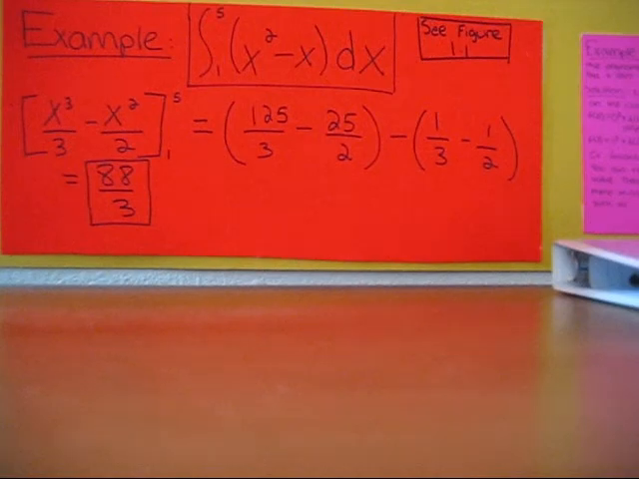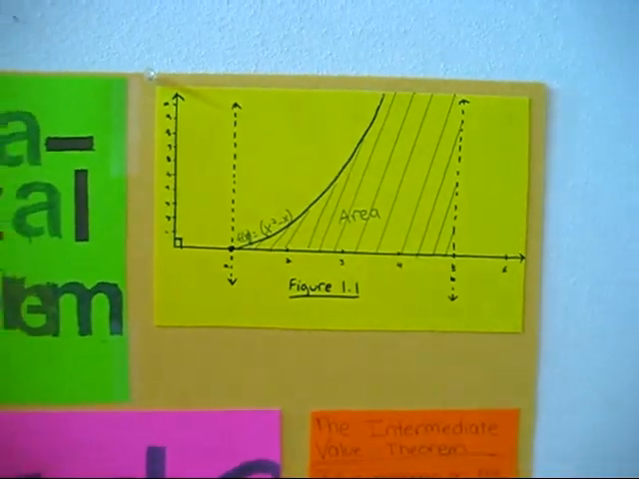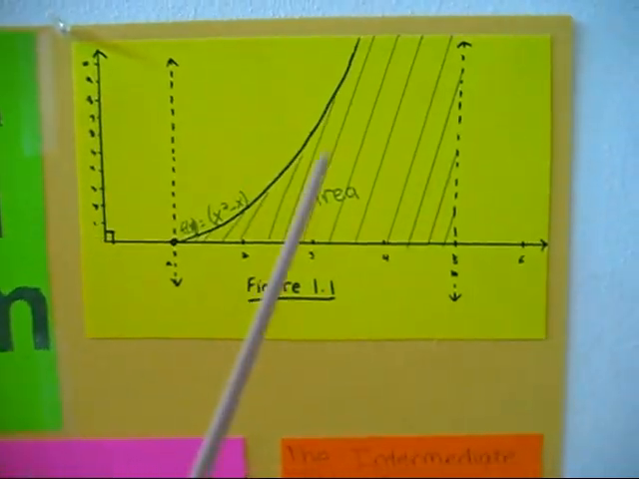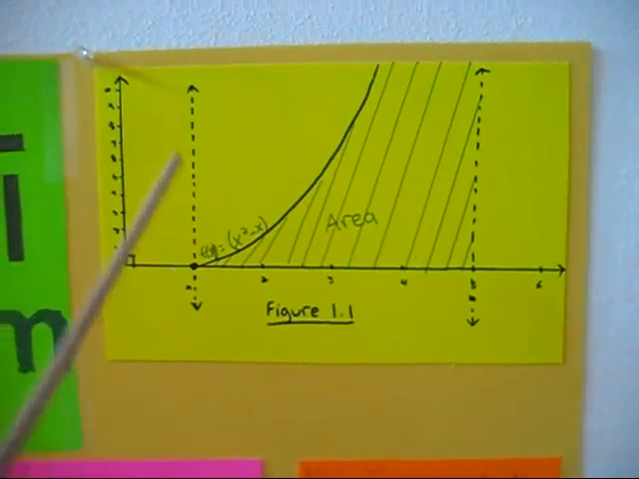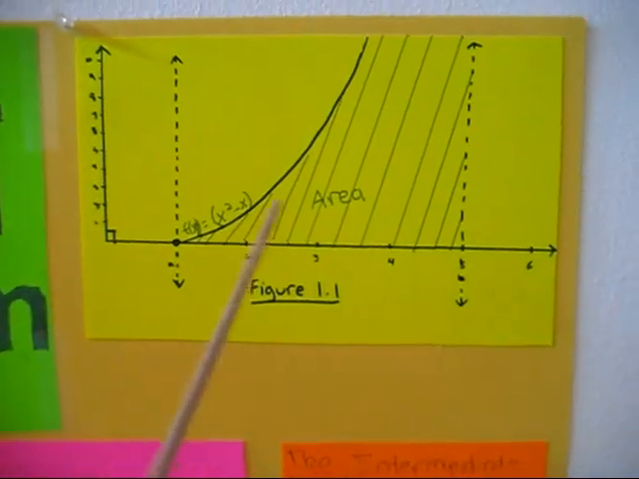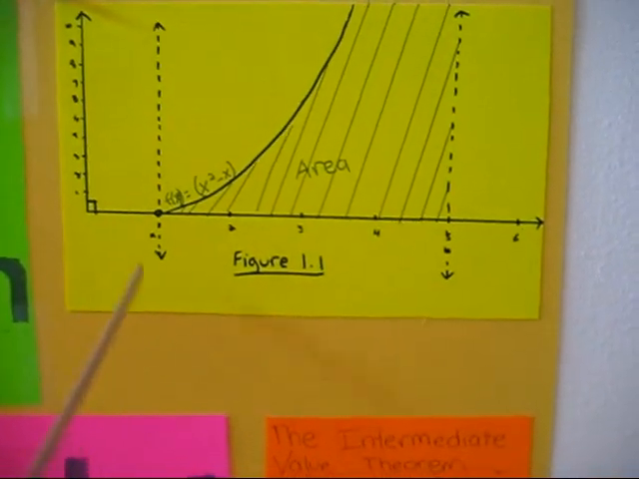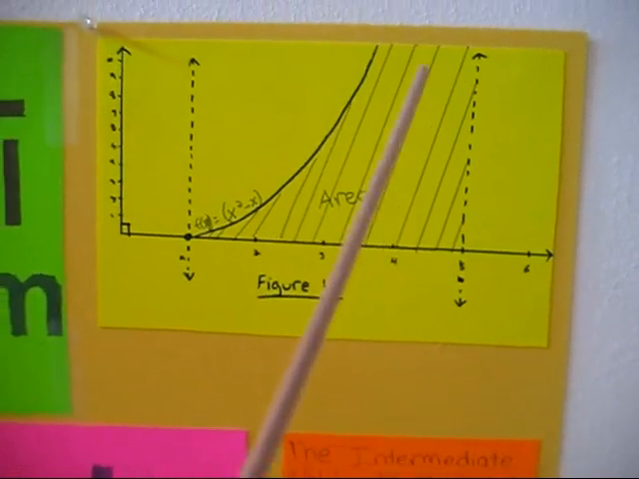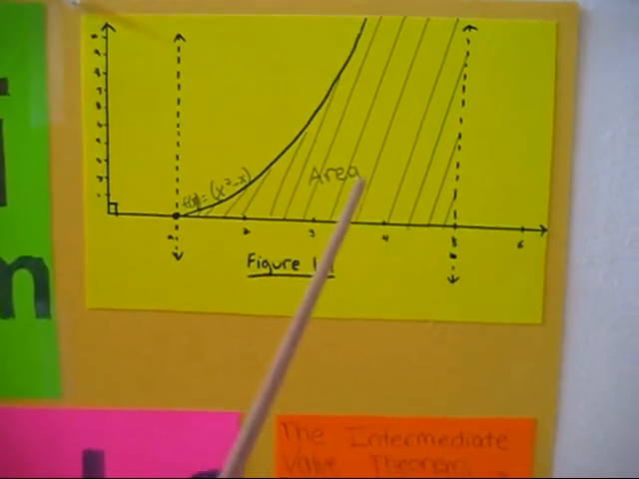It says see figure 1.1. I actually drew a graph for this problem, and basically this is the curve right here, x squared minus x. A is 1, B is 5. I marked it out, and the area is 88/3 right here.